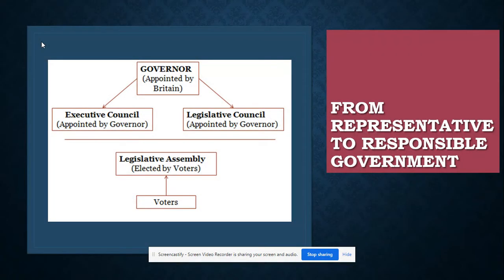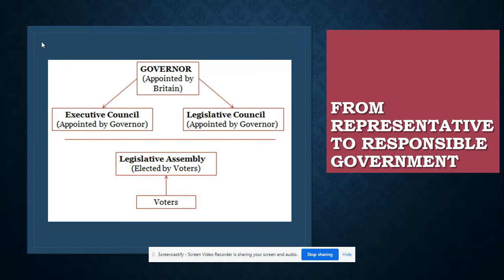So we're going to talk a little bit about the differences between a representative and a responsible government. Just to recap, what we talked about last video was the Act of Union. The Act of Union came about because of a man named Mr. Durham, who was hired by Britain to come and investigate why there was a rebellion in both Upper and Lower Canada. And so one of the things that he decided was the best way to prevent this from happening in the future is to unite Upper and Lower Canada into one province so they become whole, and then to give them a responsible government instead of a representative government.